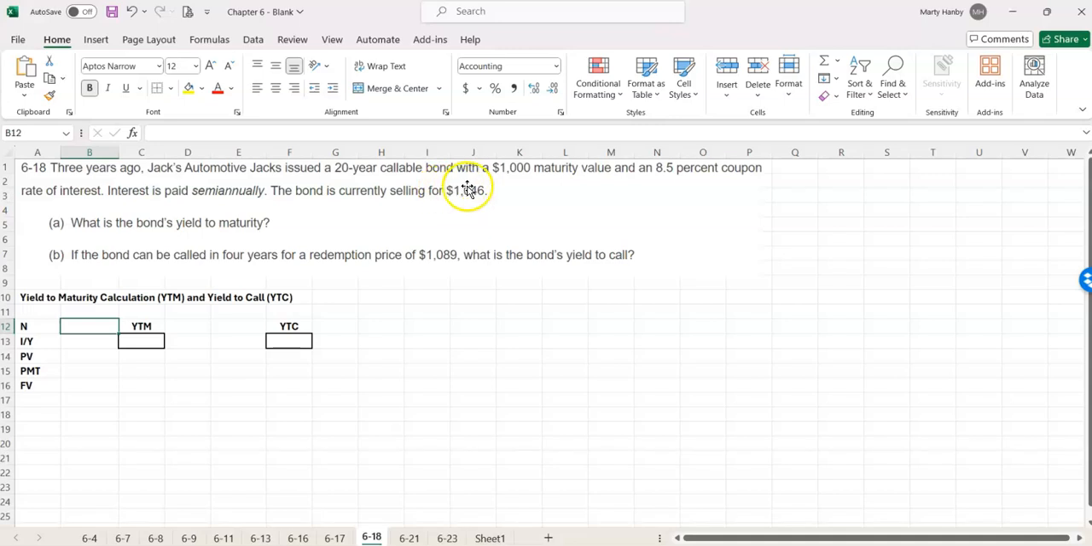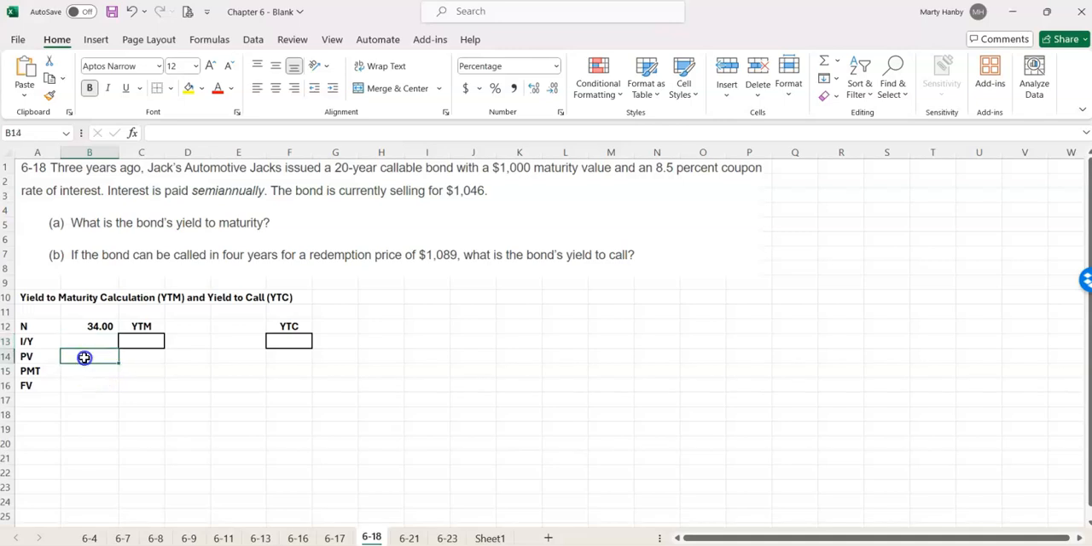Since it's a premium bond, the yield on that bond is going to be less than the coupon rate. So, what is the bond's yield to maturity? All right, so we've got 20 minus 3 is 17. So 17 times 2, because it's semi-annual, that's 34 payments.